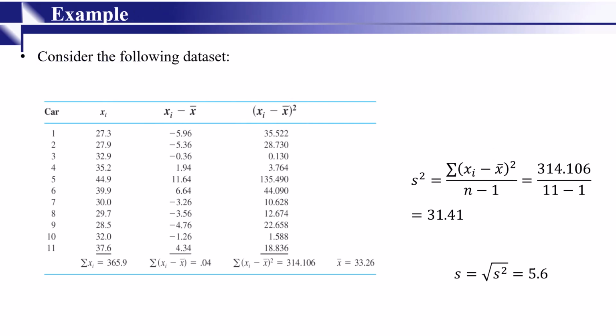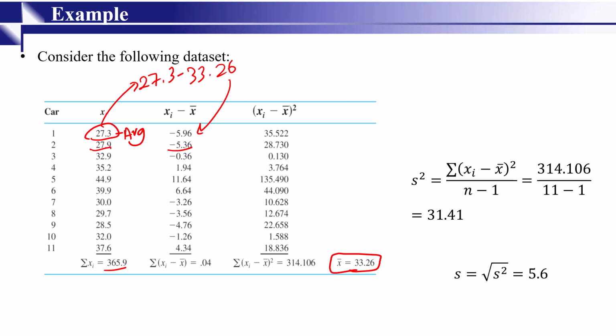Here is an example. We want to calculate the variance and standard deviation. So what we do here, these are our data, 1 to 11 that we have, then x minus x bar. So what is the average of this one? We will calculate the average of this data set. Then every point minus the average. Average is 33.26. So 27.3 minus 33.26 is equal to this one. Again, this one, 27.9 minus 33.26 is this one. Then we will do it for all.